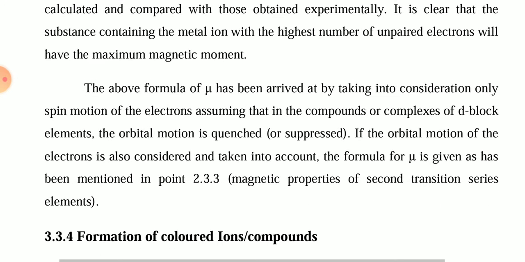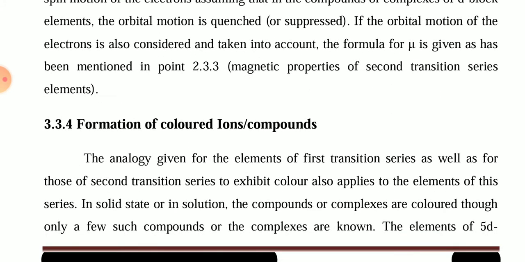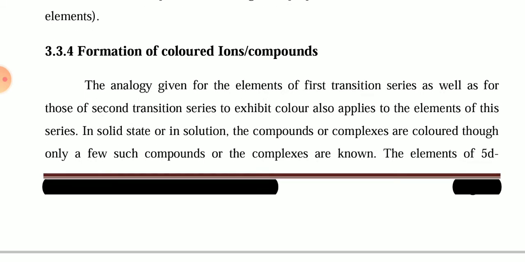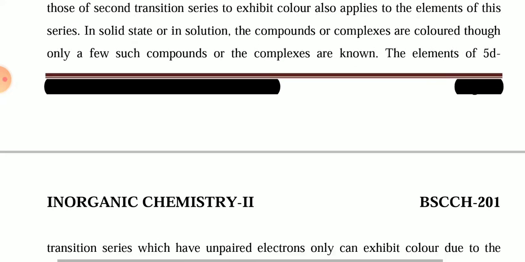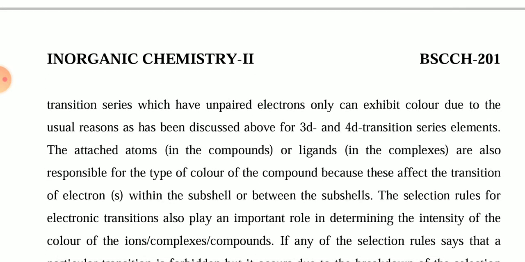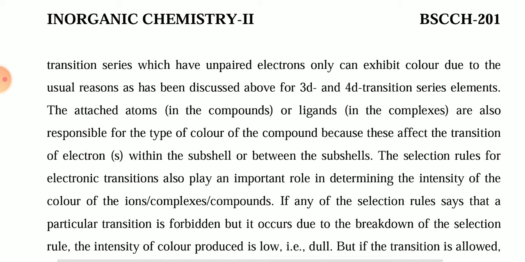Now the color of the ion. As you all know, the transition elements exhibit color, and in the solid state or in solution they show changes from color to colorless depending on their oxidation states. If we talk about 3d and 4d transition series elements, the attached atom, which is a metal or a ligand, is also responsible for the type of color of the compound, because these affect the transition of the electron within the subshell or between subshells.